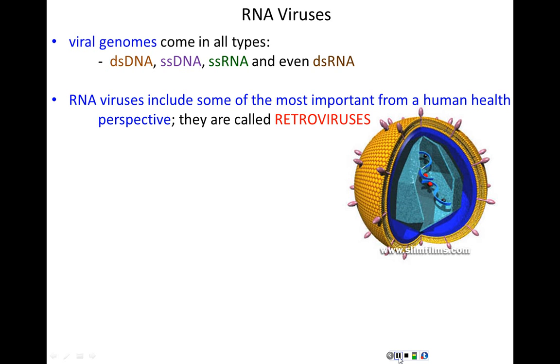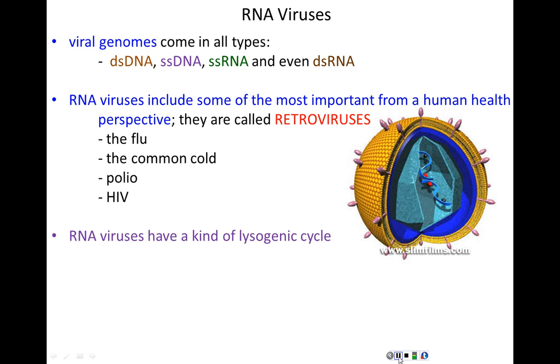Retroviruses are the classic virus. They're very, very durable. They tend to be made up of RNA genomes, by definition, covered with a protein coat, a protein shell, then covered with membrane, cell membrane, that had been stolen from previously infected cells. The flu, influenza, is an example of a retrovirus. The common cold is a retrovirus. Polio is a retrovirus. And, of course, HIV, human immunodeficiency virus, is a retrovirus. RNA viruses have a kind of lysogenic cycle. It's a little bit unique because there's that RNA to contend with.